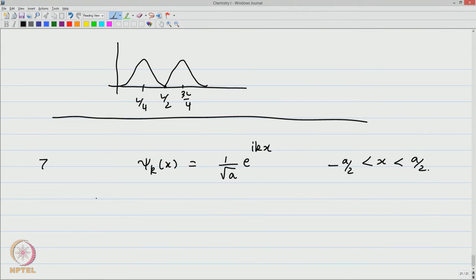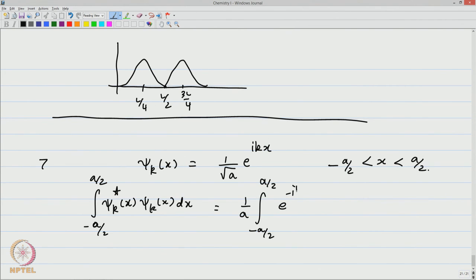Therefore, the normalization integral is psi k of x star psi k of x dx, from minus a by 2 to plus a by 2. The star is very important here, because the function is complex. Therefore, the absolute square represents the probability density. So, if you do that, the integral is minus a by 2 to plus a by 2 of 1 by a, e to the minus i k x times e to the i k x dx, and this integral is 1. Therefore, this is normalized.